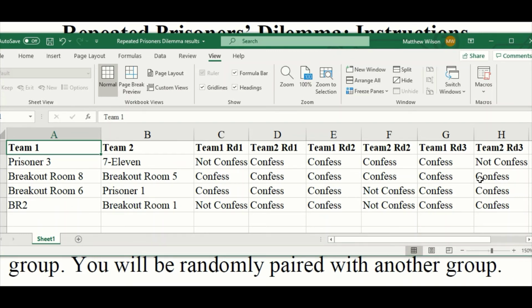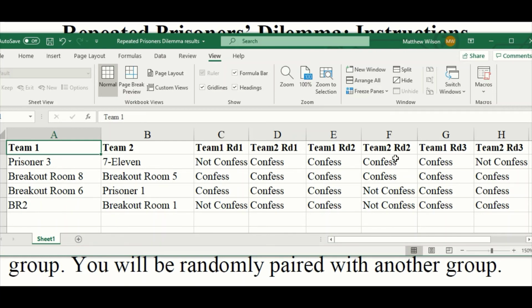Here you see Team 1, which is Prisoner 3, tried to cooperate. They played not confess, but their opponents, Team 2, 7-11, played confess. So that attempt to cooperate didn't work out. Cooperation, unsurprisingly, broke down in round 2, because if they're not going to cooperate, why should we keep playing not confess? So Team 1 unsurprisingly confessed in round 2.